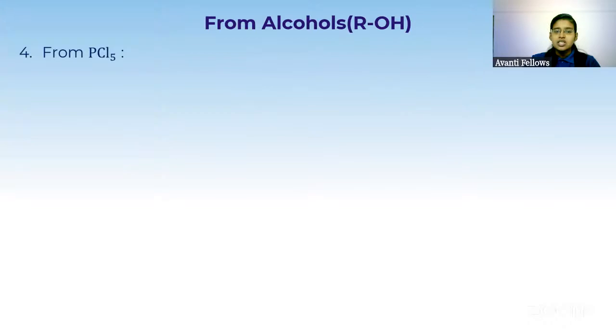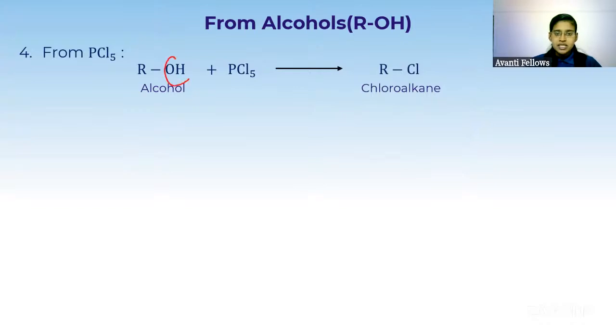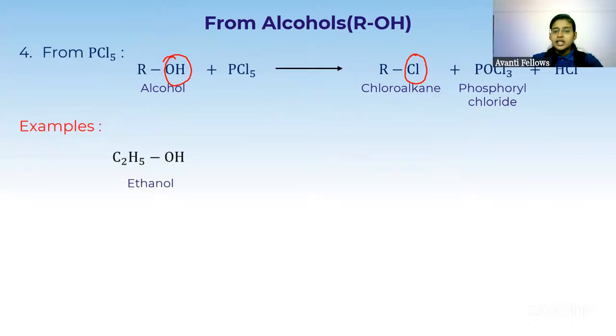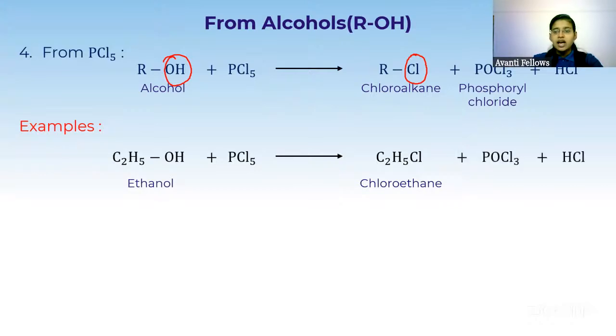All right. Now the fourth method of preparation is from PCl5. So I'm taking the ROH. ROH is treated with PCl5 now. Now, chlorine is the halogen. So obviously the OH will be replaced by chlorine. Okay. And the other byproducts will be POCl3 and HCl. So for example, take ethanol and treat it with PCl5. You will get C2H5Cl, POCl3 and HCl.